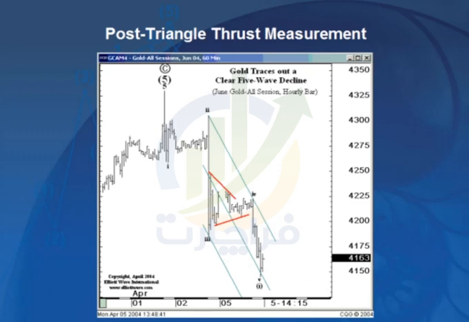We calculate the post-triangle thrust measurement by measuring the width of the triangle at the origin of the A wave by drawing a perpendicular line that connects the AC trend line and the BD trend line. And we can use that to estimate the termination point of wave 5.